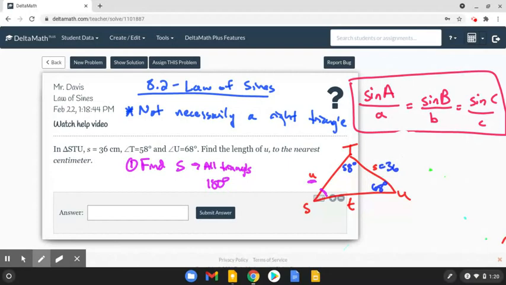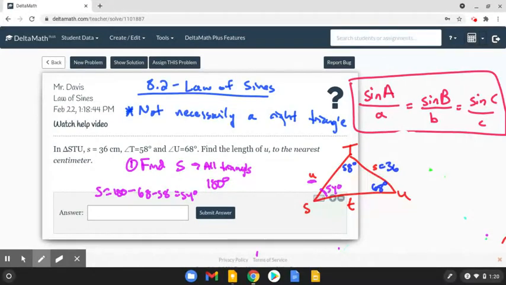It's called the triangle sum theorem, right? All the angles add together to equal 180. So all we need to do to find big S is just do 180 minus 68 minus 58, and that will give us big S. So there's just one little step we got to do beforehand to get there. So that gives us big S, which is 54.